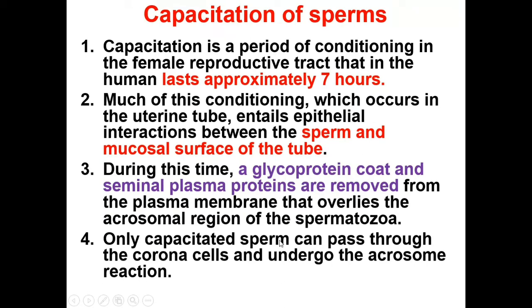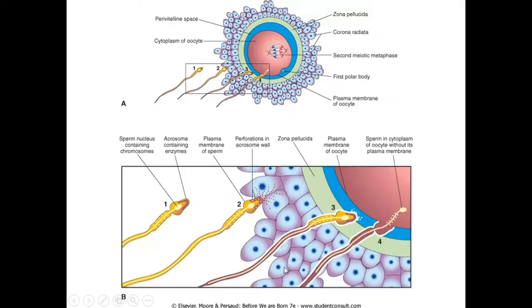Only capacitated sperm can pass through the corona radiata cells and undergo the acrosomal reaction. यानी कि अगर ये कैपेसिटेटेड नहीं होगा तो ये कोरोना रेडिएटा को क्रॉस नहीं कर सकेगा.